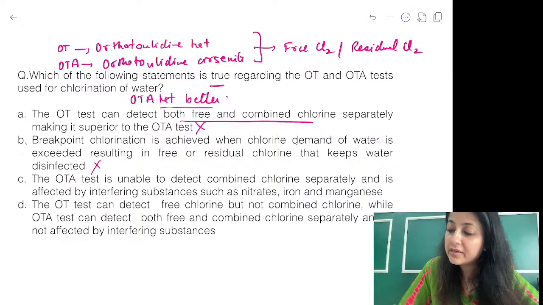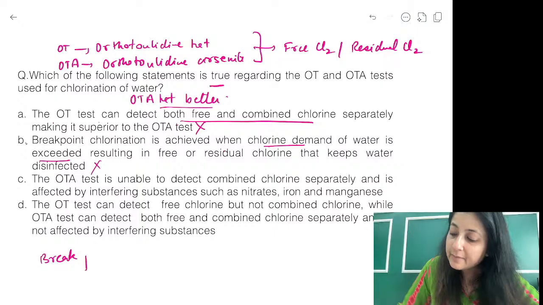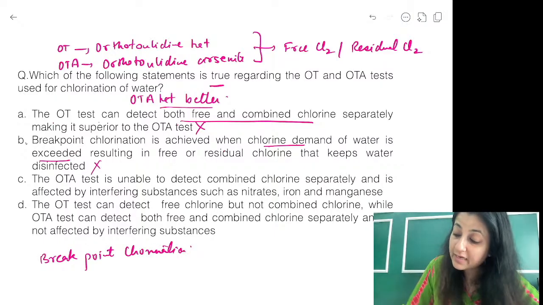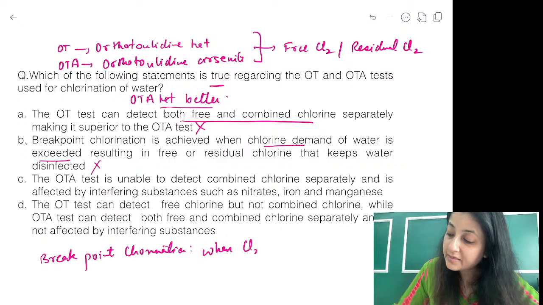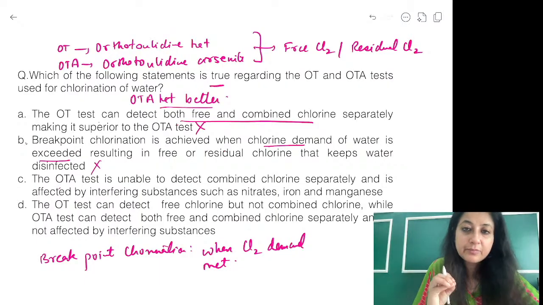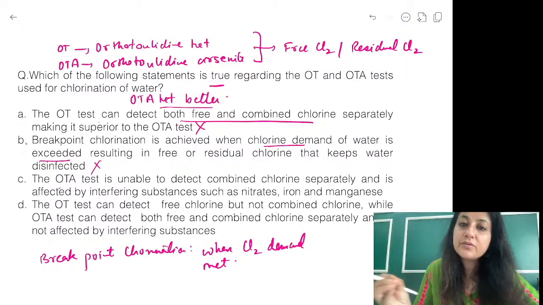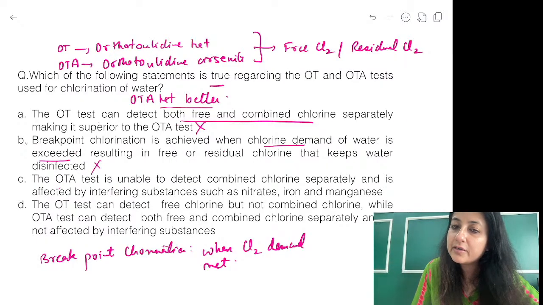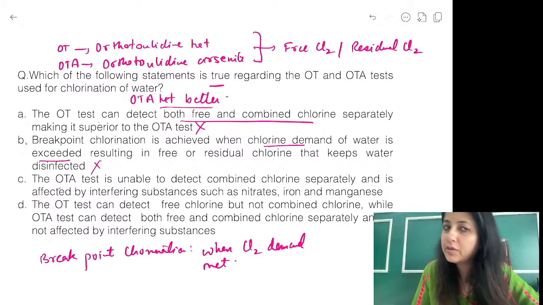What is breakpoint chlorination? Is it chlorine demand of water is exceeded? No. Breakpoint chlorination क्या होता है guys? Breakpoint chlorination is when chlorine demand is met. That is breakpoint chlorination. Once breakpoint chlorination is reached, that is once we have calculated the chlorine demand, we will add some extra amount of chlorine in water so that water remains disinfected. That is known as free or residual chlorine.